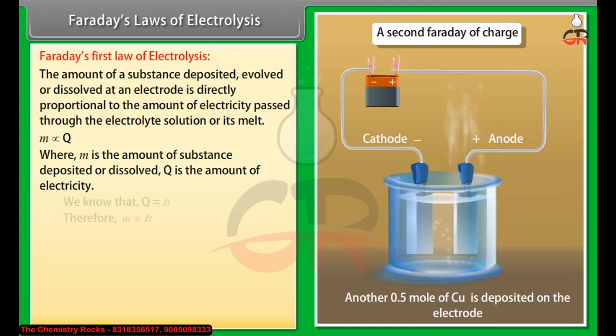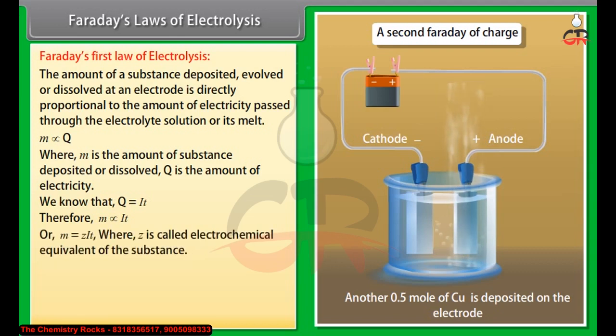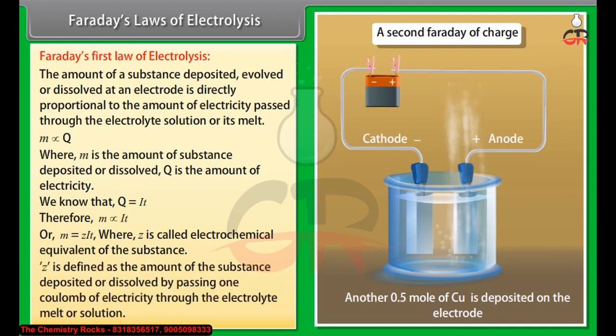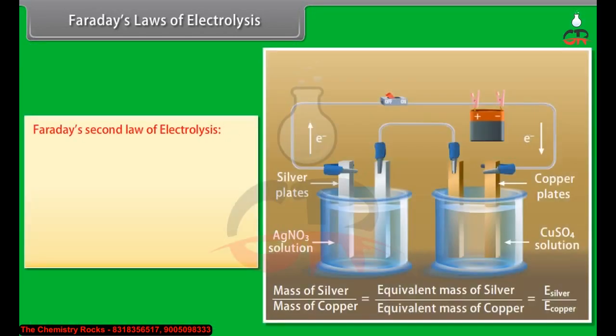We know that Q is equal to I times T. Therefore, M is directly proportional to IT. It can be written as M is equal to ZIT, where Z is called the electrochemical equivalent of the substance. Z is defined as the amount of the substance deposited or dissolved by passing 1 coulomb of electricity through the electrolyte melt or solution. Faraday's second law of electrolysis.